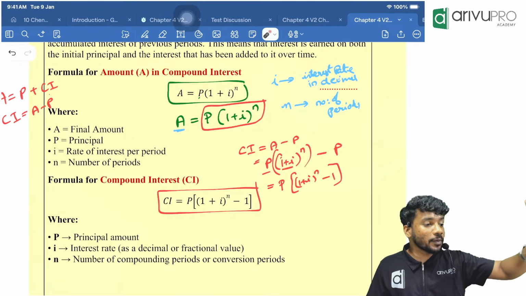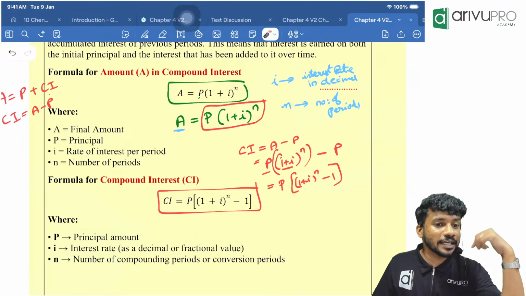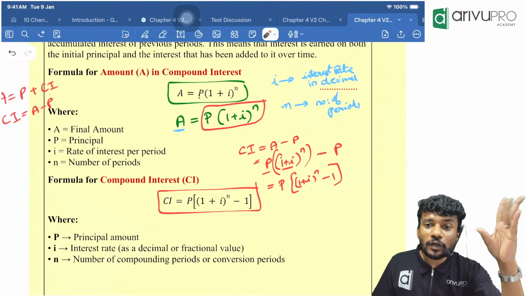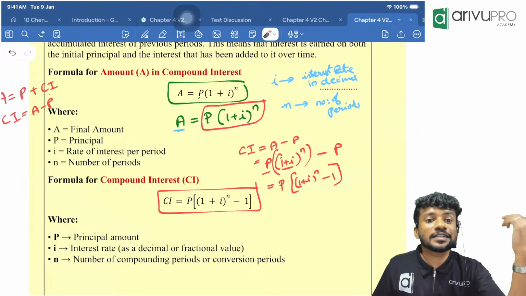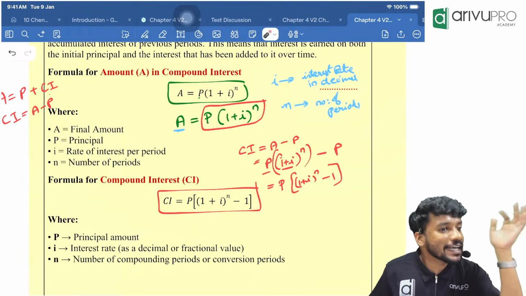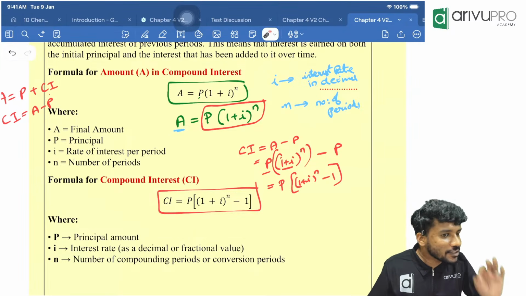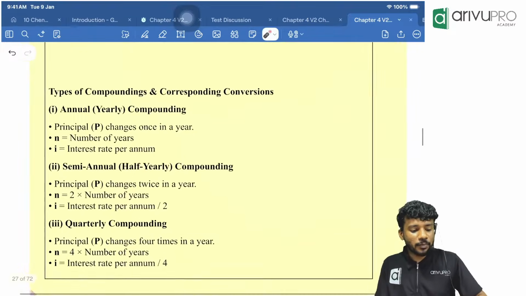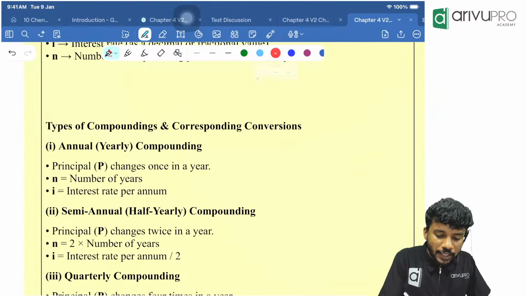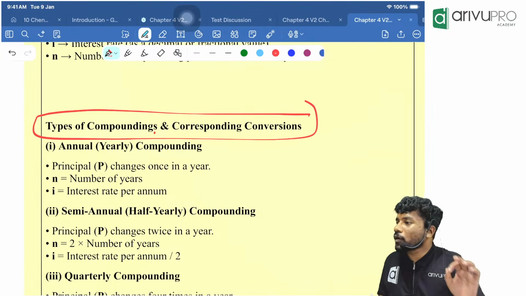So in a year, how many times will it get compounded? 2 times. How many quarters are there, people, in a year? 4 quarters. Correct? So quarterly means 4 times it will get compounded. Monthly means every month it will get compounded. Daily means every day, 365 days are there, so every day it will get compounded. That is the next point we are going to learn, people. Types of compounding and the corresponding conversion. Make a note.